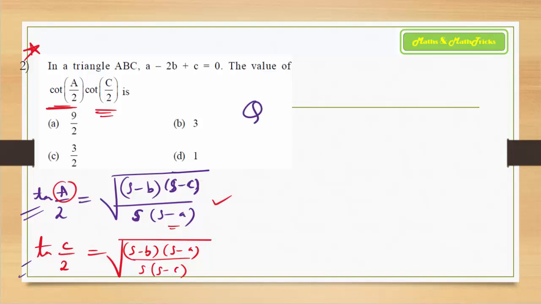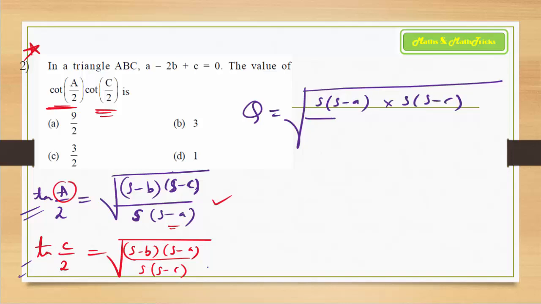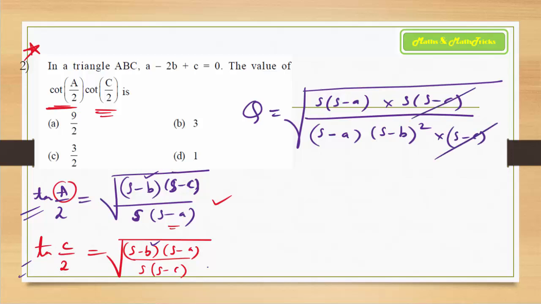So therefore, the question part is becoming, I am taking up the formula now, it is becoming under the root, because both the formulas are under the root. So I am writing the reciprocal of tan A by 2 and tan C by 2, which is basically S into S minus A into S minus C whole divided by what you have got, S minus A, then we have S minus B twice in the numerator. You can see this term and here term, so it's squared, and what remains? S minus C. So you can see that S minus C is getting cancelled, S minus A is getting cancelled, and the remaining part is S upon S minus B.